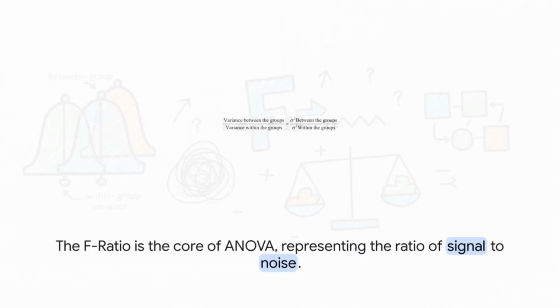And this is where it all comes together in one beautiful number, the F ratio. It's a really simple idea, actually. You just make a fraction. You put the signal, the variance between the groups, on top, and you put the noise, the variance within the groups, on the bottom. If your signal is way stronger than the noise, you get a big F ratio, and that tells you something real is probably going on.